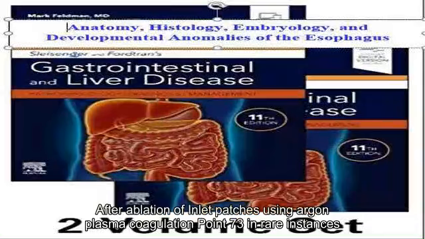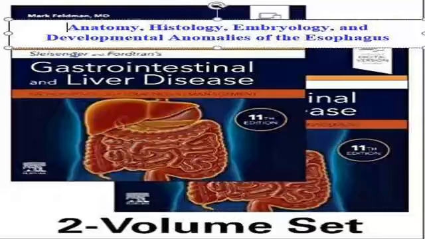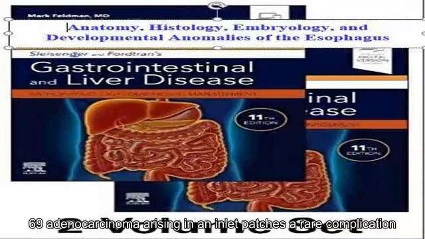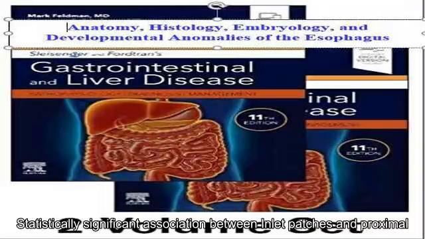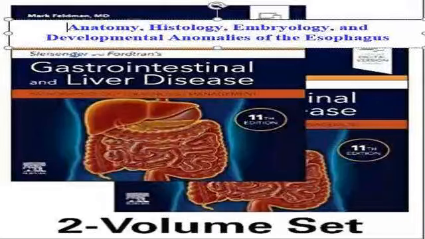In rare instances, an inlet patch is found in association with an esophageal web or stricture, or ulcer, the latter resulting in bleeding or perforation. Adenocarcinoma arising in an inlet patch is a rare complication, although there is a statistically significant association between inlet patches and proximal esophageal adenocarcinomas. The necessity of surveillance endoscopy is controversial and a formal consensus has not been reached.